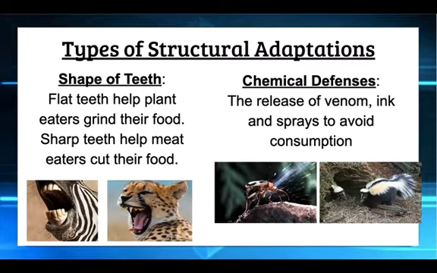Shape of teeth is another type of adaptation that organisms can have. Flat teeth help those animals to grind their food. Sharp teeth help the meat eaters cut their food. Other types of structural adaptations include chemical defenses. A lot of organisms will release venom, like a snake, ink, like an octopus, and sprays, like beetles and skunks, to avoid consumption.